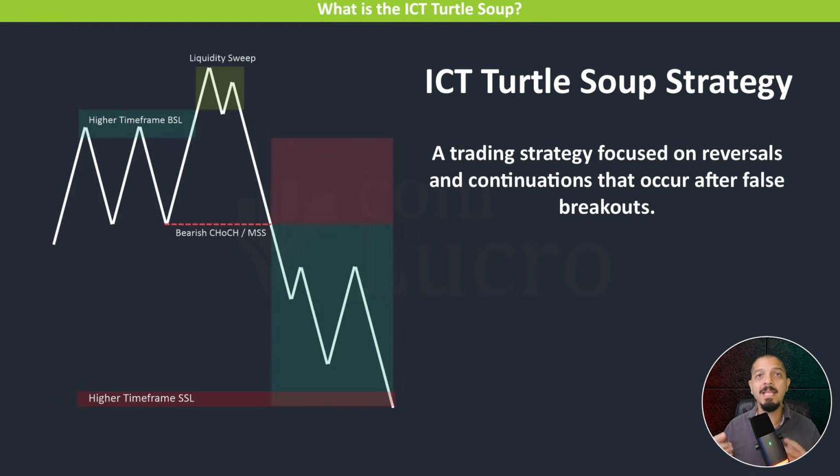So what is the ICT turtle soup? The ICT turtle soup is a trading strategy focused on reversals and continuations that occur after false breakouts. It can be applied to any market, including stocks, crypto, forex, and futures. The idea is simple. Price breaks an obvious level, attracts traders into the move, and then quickly reverses.